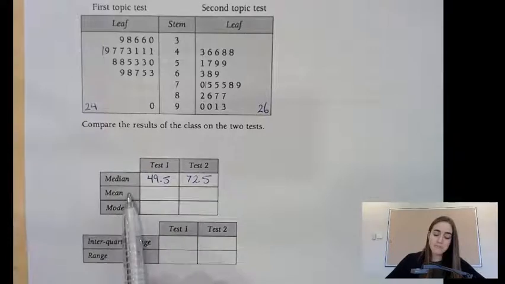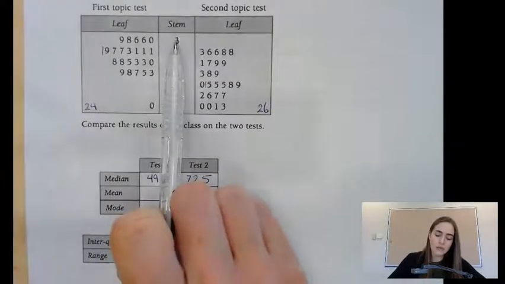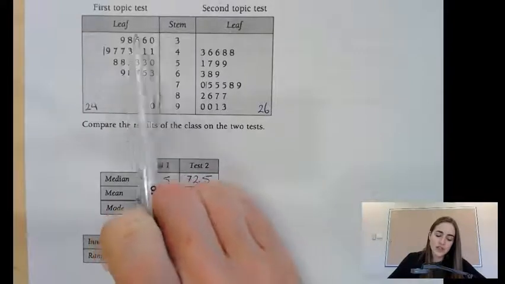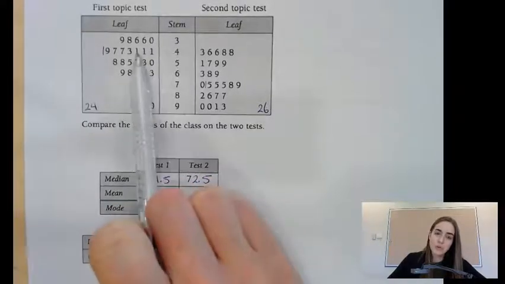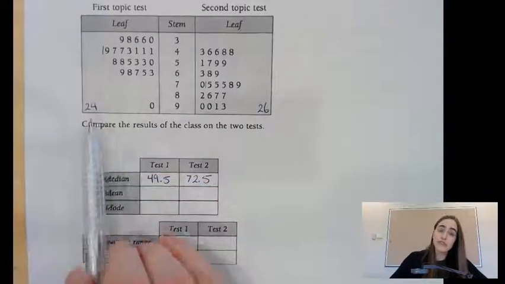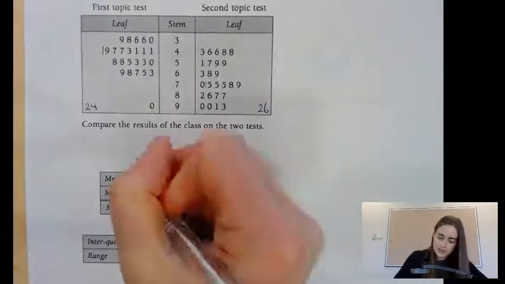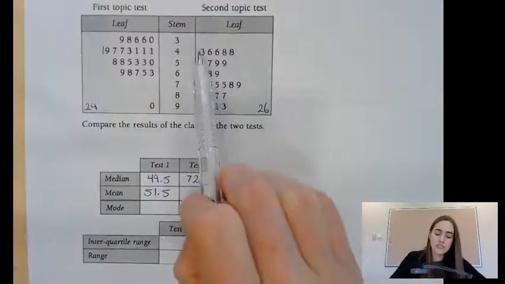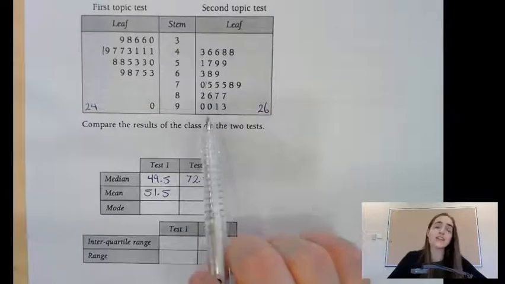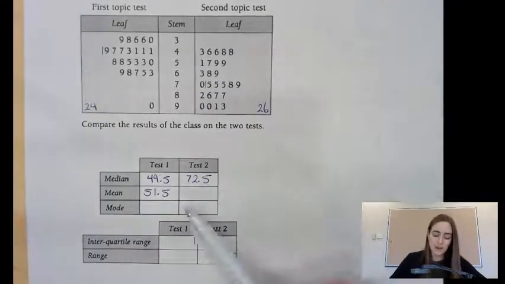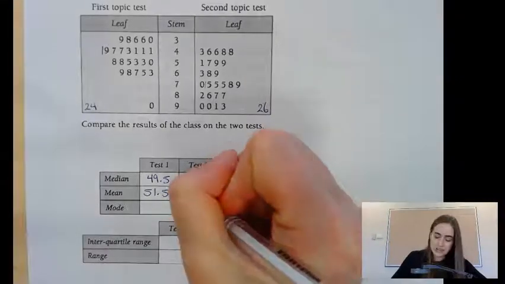To find my means, I would have to go through and add up. So I've got 30 plus 36 times 2, plus 38 plus 39 plus 41 times 3. Go through and multiply all of them together and then divide your answer by 24. And that's going to give us 51.5. If we do the same thing, add all of our scores together for our second topic test, but this time we're going to divide by 26. That would give me a mean of 69.8.